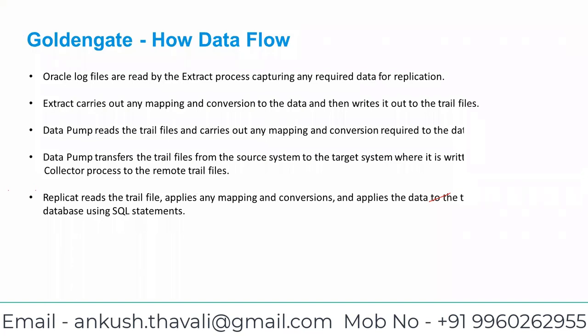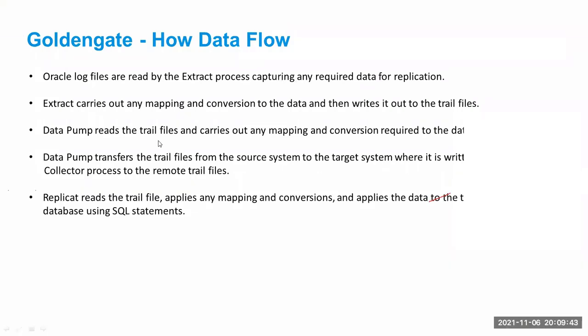So how does data flow in Oracle Golden Gate? Oracle log files are read by the extract process, capturing any required data for replication. Whatever log file means, redo logs or archive logs. In the case of other databases, those are called transaction logs. Once it captures the committed transactions, it writes them to the trail file. Once the data is available in the trail file, data pump reads the trail files and carries out any mapping and conversion required to the data.